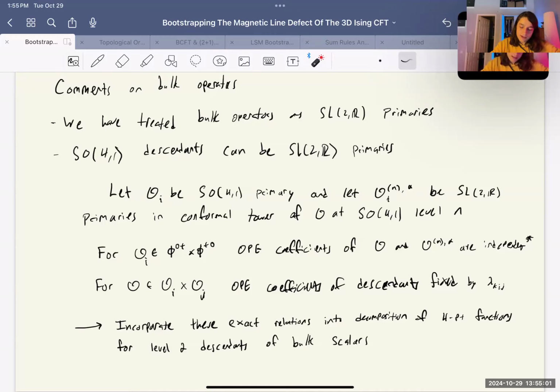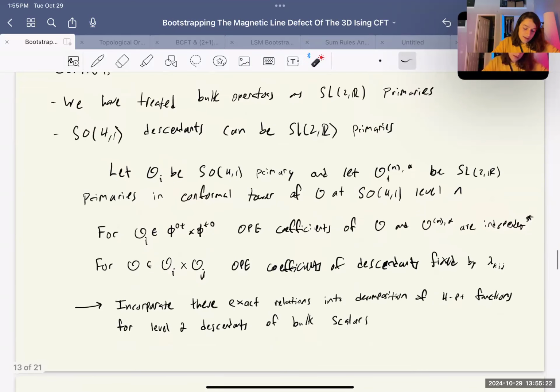And so what we're going to want to make note of is, let's say we have some bulk primary O. We can organize its conformal tower into operators that are primary under the SL2R. So that'll be these guys. And now the interesting thing that happens is when the OPE of the endpoint operators contains this bulk operator, the OPE coefficients of this O and all of its descendants, which are SL2R primaries, in principle are independent.